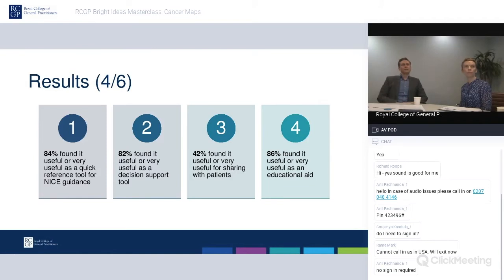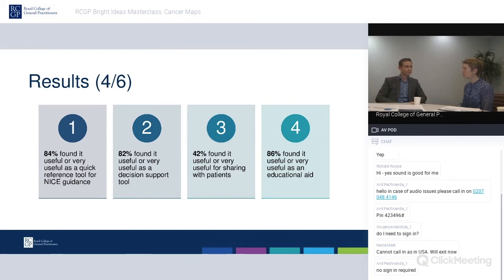So the next couple of questions were asked at the end of the pilot, and we can see that people overwhelmingly found it useful as a reference guide, as a decision support tool. Less useful sharing with patients, as I mentioned earlier, only 42% found it useful for that. But again, I think unless it's pointed out how you could use it, not everyone's going to explore that. And then great to see that it was handy as an educational aid as well, and I've used it in tutorials and in presentations as well.